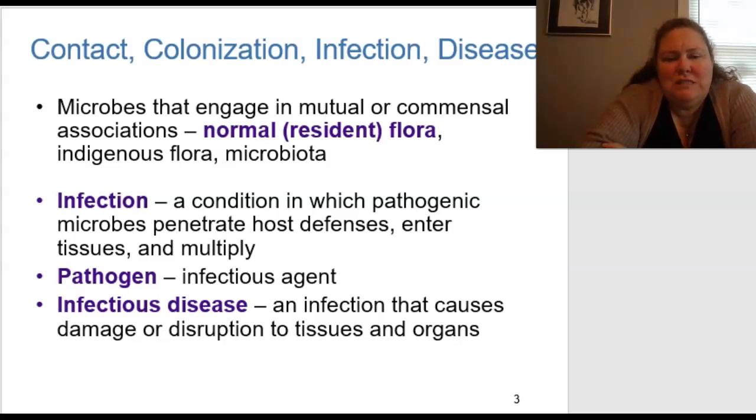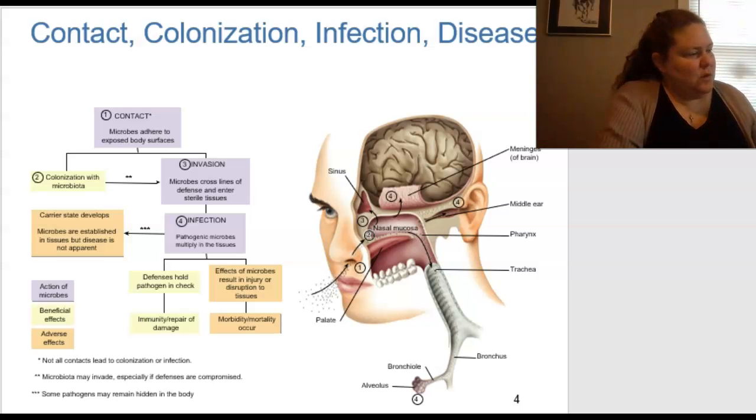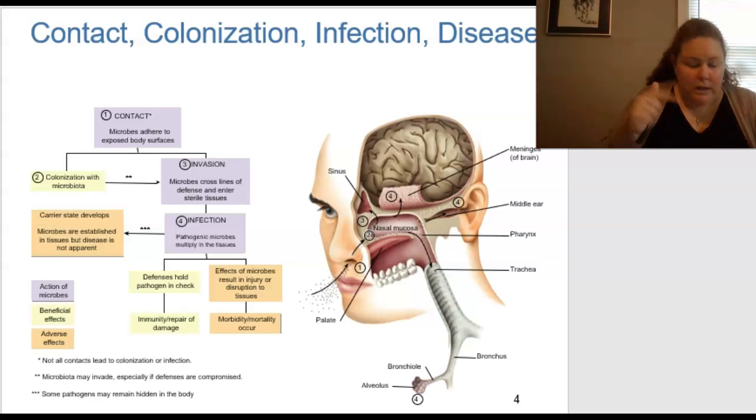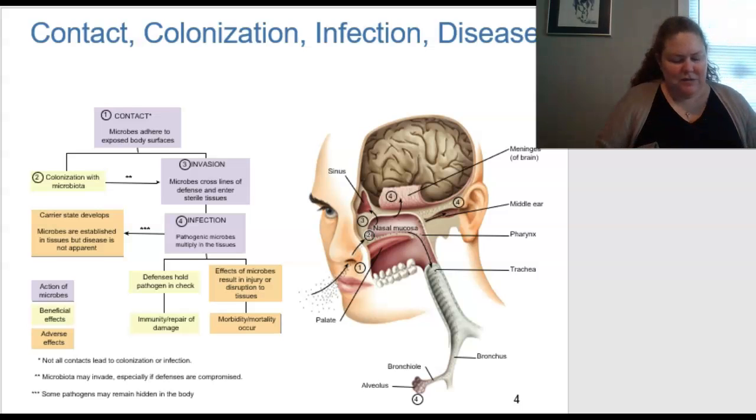All right, and then we have infectious disease, and this is an infection that causes damage or disruption to tissue and organs. So looking at this with contact, colonization, infection, and disease, well, this is going to be talking about your infection portals. Okay, so this is figure 13.1 in your book, and this is the associations between microbes and humans. So the effects of contact with microbes can progress in a variety of different directions, ranging from no effect of the colonization to infection and disease or immunity.